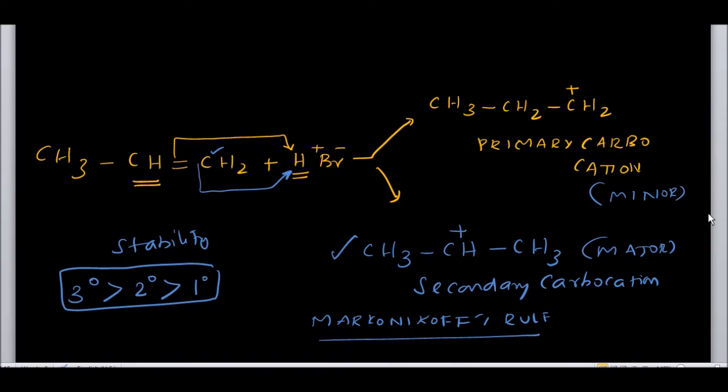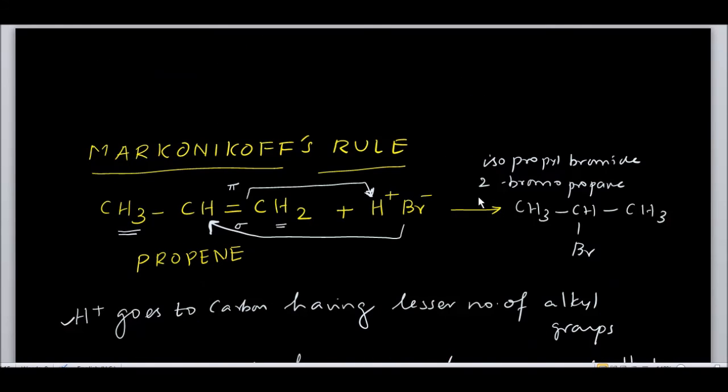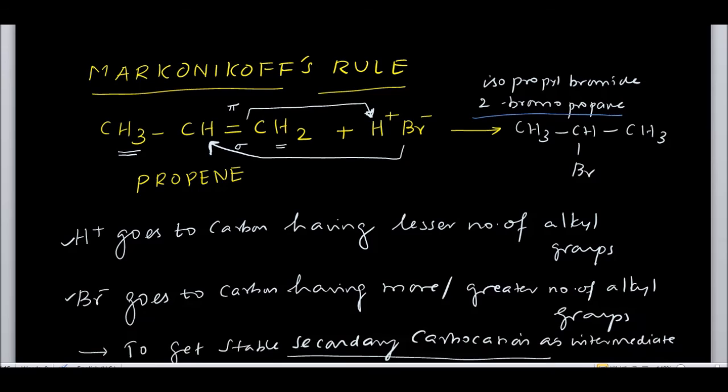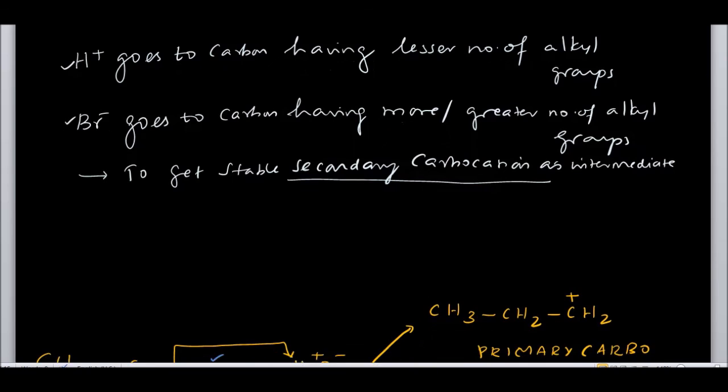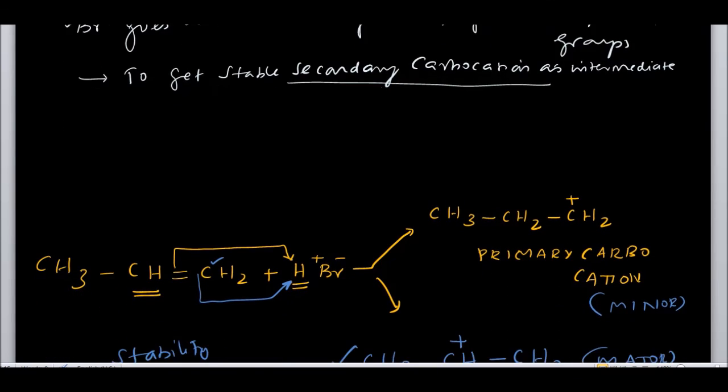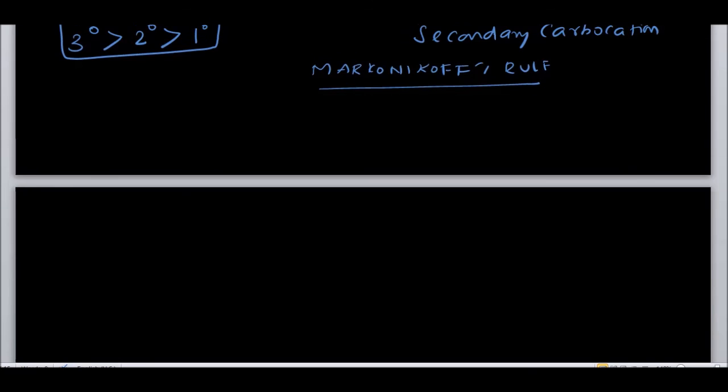When the addition of hydrogen bromide to alkene, we are getting 2-bromopropane as a major product rather than 1-bromopropane. This is based on the Markovnikov rule. Is it clear? Very, very simple. In order to get the most stable carbocation, secondary carbocation is more stable. To get that, the rule is to be followed. The name of the rule is Markovnikov rule. Okay.